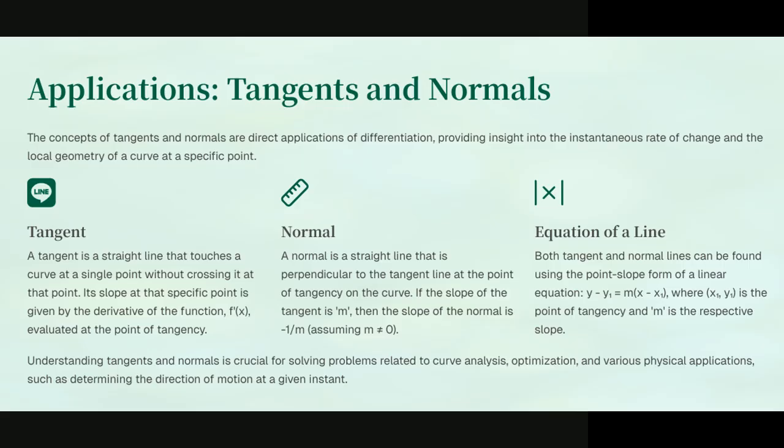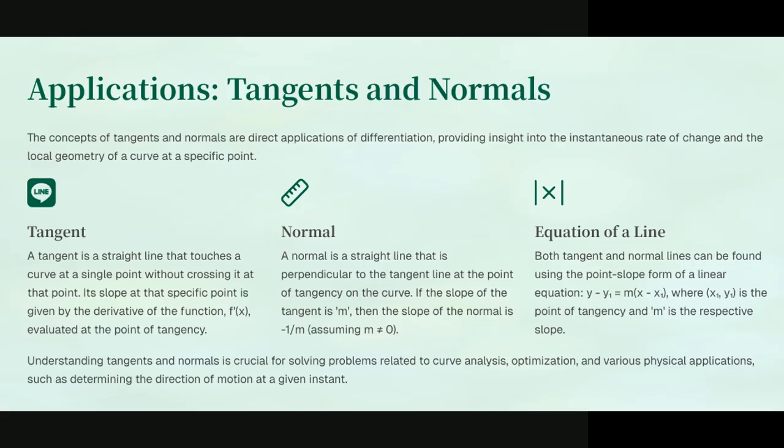A tangent is defined here as a straight line that touches a curve at a single point without crossing it at that point. Its slope at that specific point is given by the derivative of the function, f prime of x. So f prime of x simply means differentiating the function of x, evaluated at the point of tangency. The normal is a straight line that is perpendicular to the tangent line at the point of tangency of the curve.